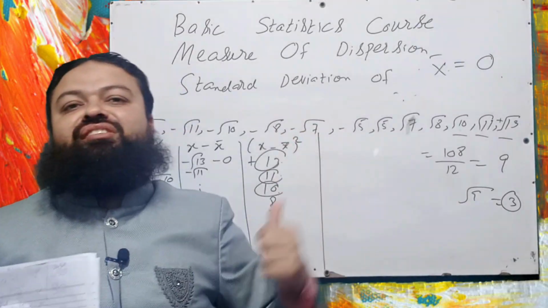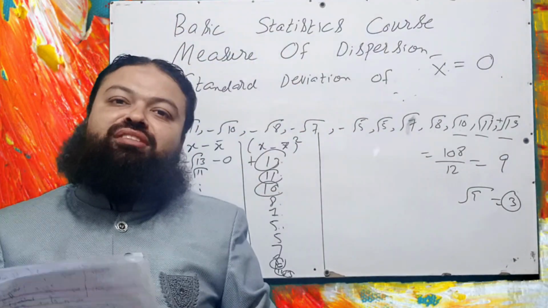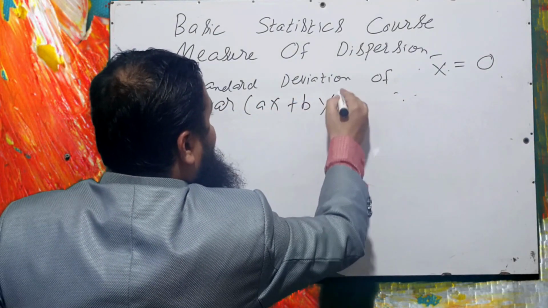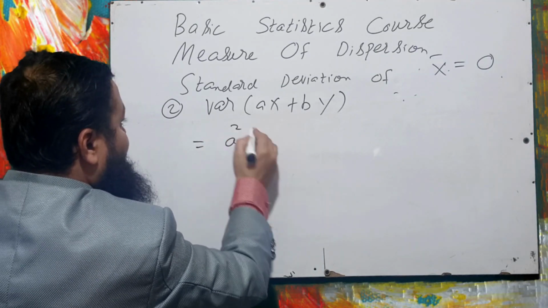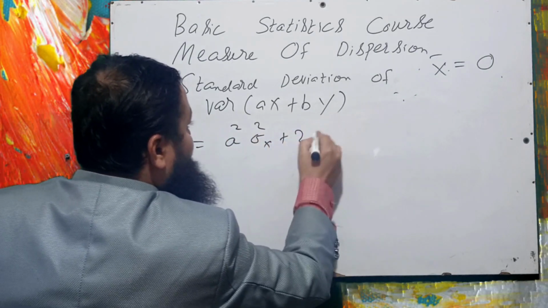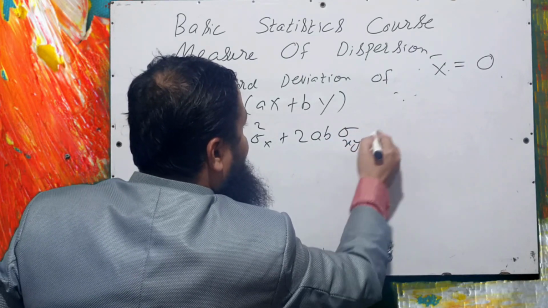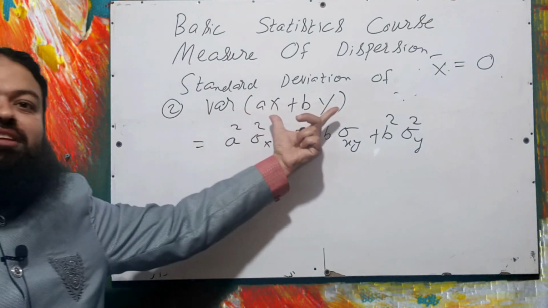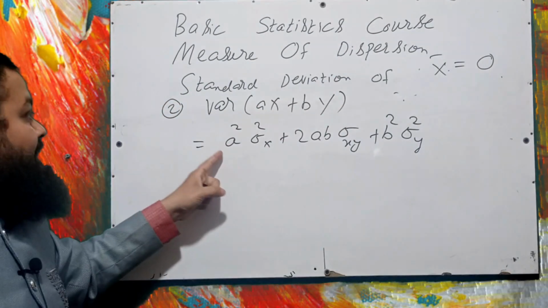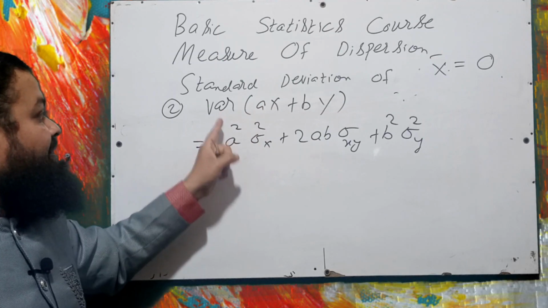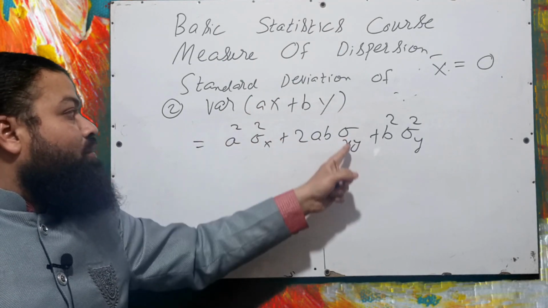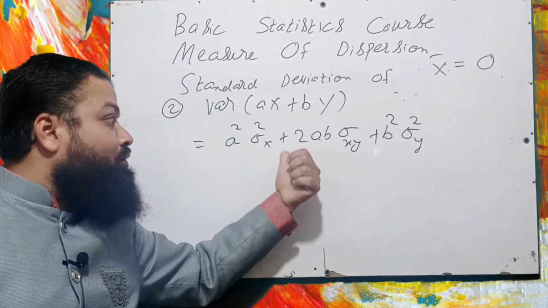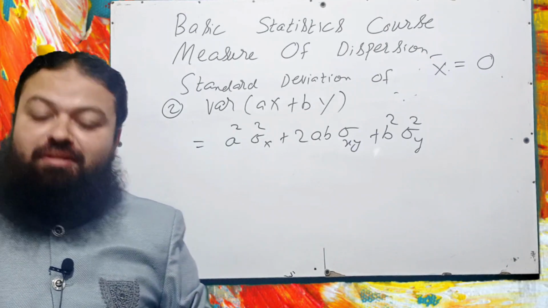A very important question for all the papers of statistics. Variance of ax plus by is always equal to a square sigma square x plus 2ab sigma xy plus b square sigma square y. Variance of ax plus by is always equal to a square, square of the constant, sigma square x plus 2ab covariance of x and y plus b square sigma square y. You will have to click that answer in the paper.